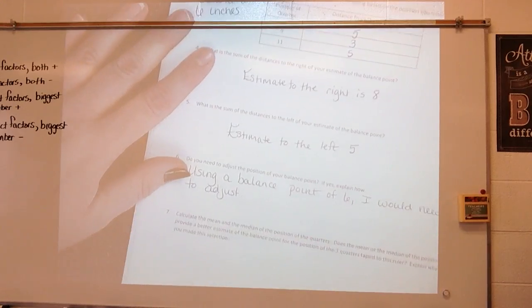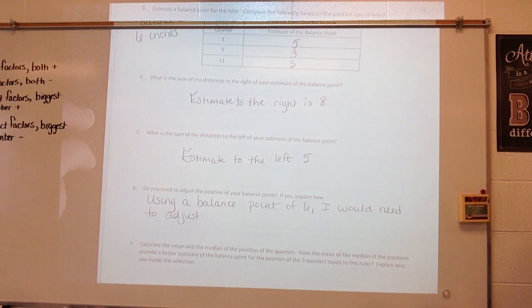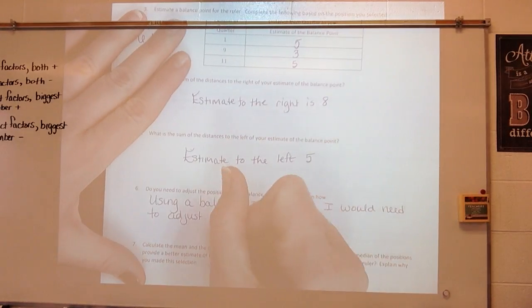So if I'm using a balance point of 6 inches, I would need to adjust. Explain how? Well, I would increase the distance to the left and decrease the distance from the right.